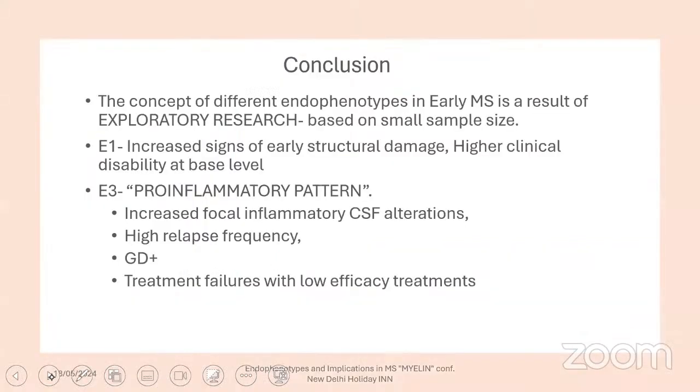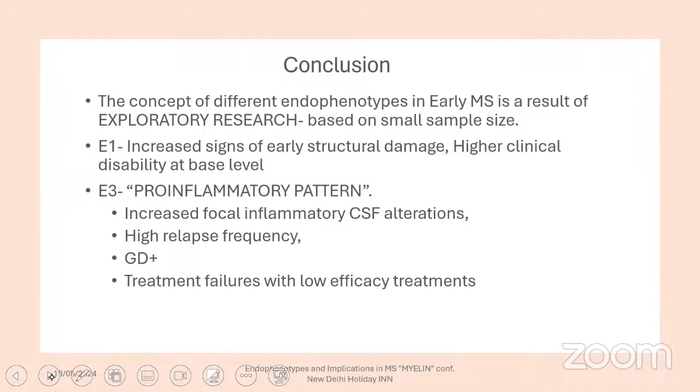So in conclusion, the concept of different endophenotypes in early MS is a result of exploratory research, which is based on a small sample size. The E1 endophenotype has shown increased signs of early structural damage, higher clinical disability at baseline. So you can prognosticate, and maybe highly effective treatment like ocrelizumab can be started.